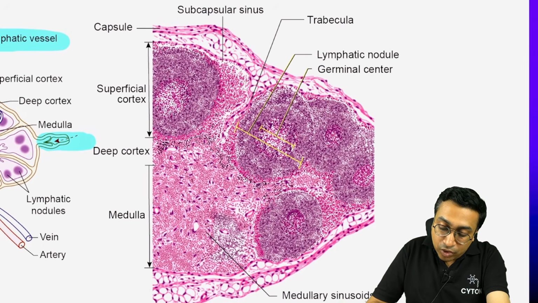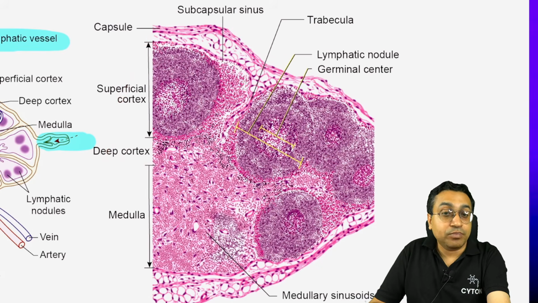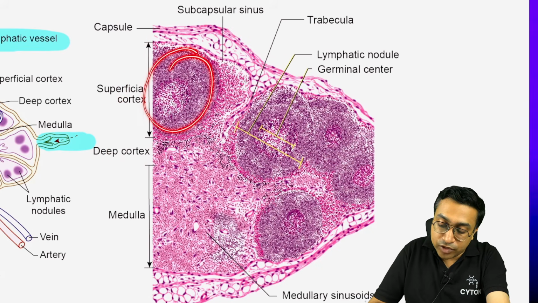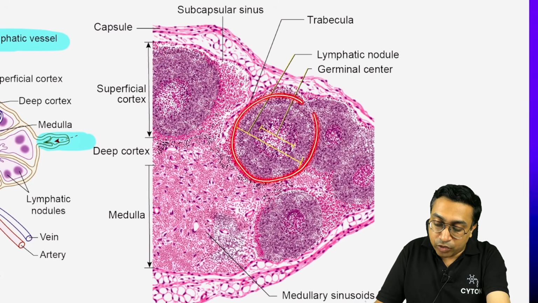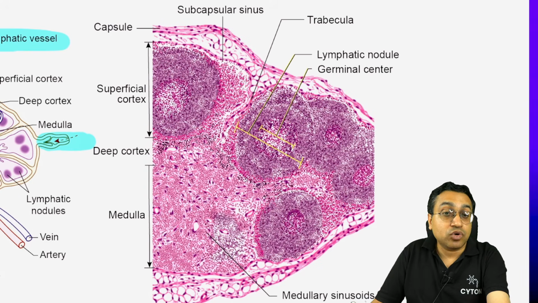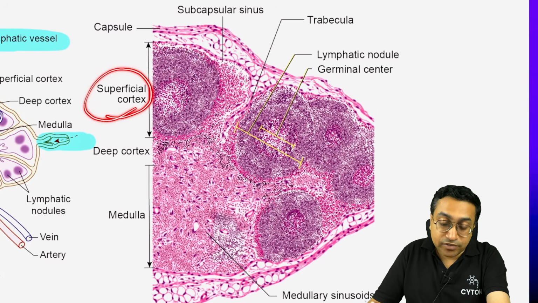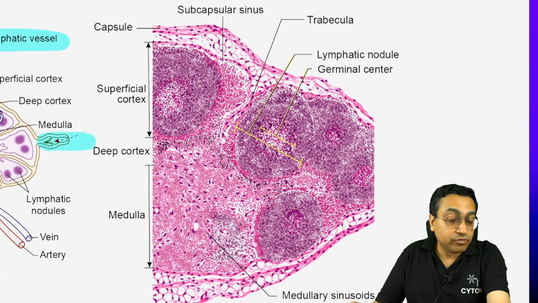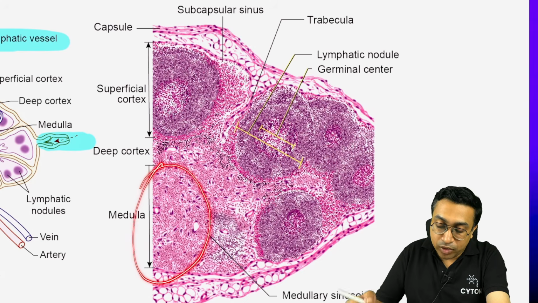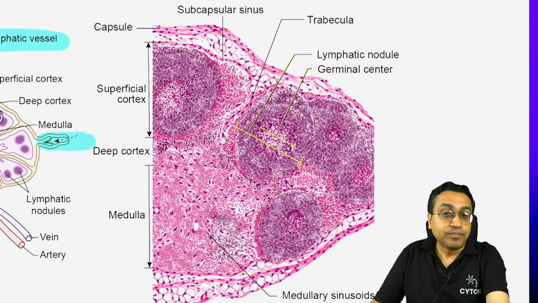This is the cortex, which is again divided into superficial and deep cortex. The superficial is a nodular cortex, where you can see the lymphatic nodules and the central pale staining area, that is the germinal center. In between them you can appreciate the trabecula running through this superficial cortex. So the superficial cortex shows the presence of numerous lymphatic follicles. Then the deep cortex lies between the nodular cortex and the medulla, so it is sandwiched between the superficial cortex and the medulla, with the medulla below it.